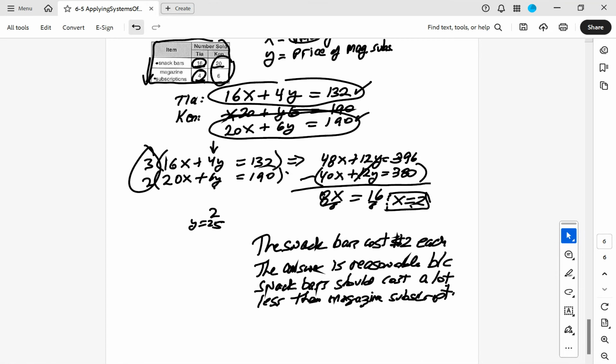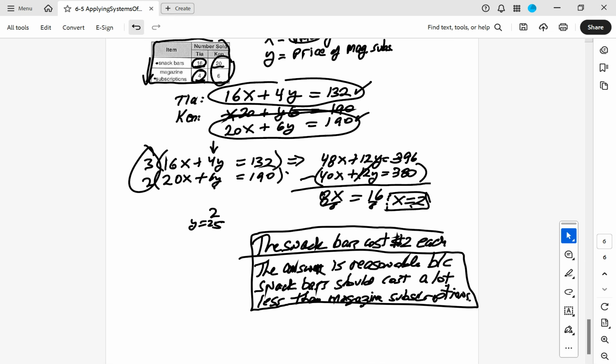Now, you could have written this and worded it slightly differently, maybe even a lot differently, but as long as you give the same idea here as to what it means, then you would be considered correct for that. Okay, $2 each, and that it is reasonable because the prices make sense. A cheaper thing and a more expensive thing. Well, that's the last of the examples here.